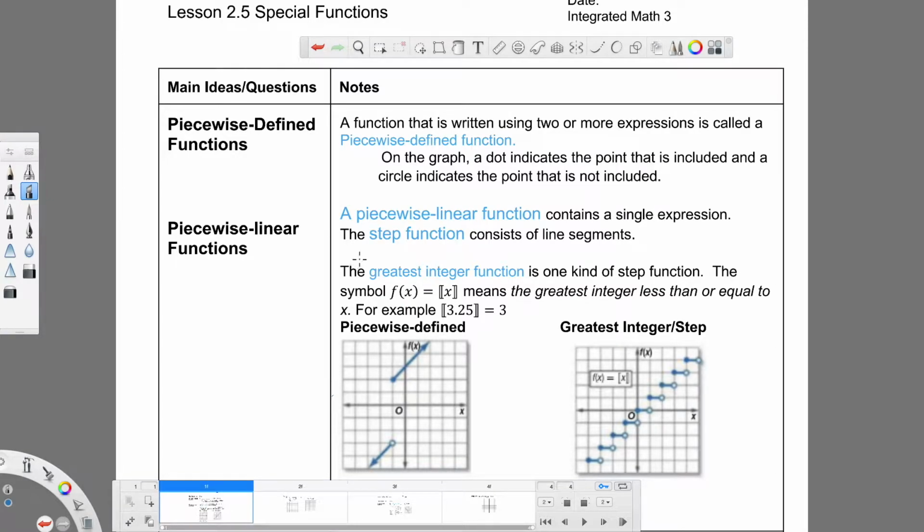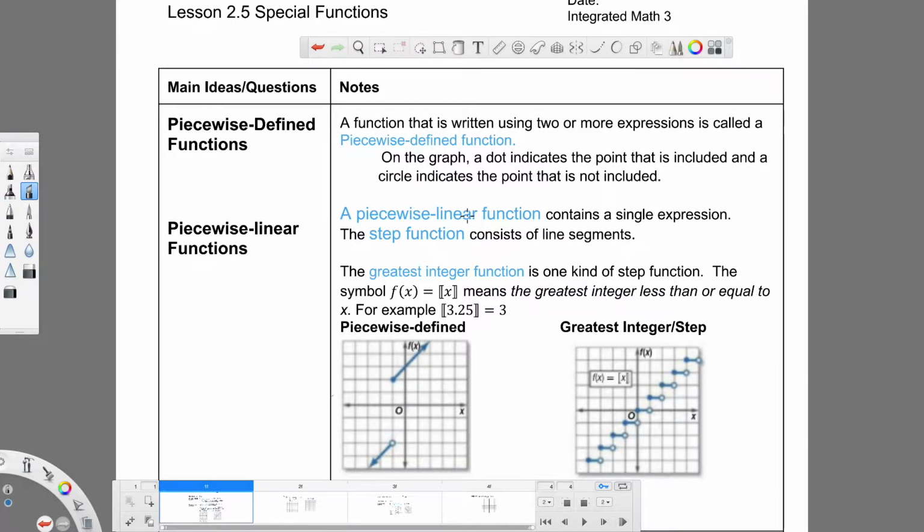Okay, so we are starting Chapter 2, Lesson 5 today, called Special Functions. This is for IM 3, mixing up my IM classes. So we're going to talk about definitely some special functions in this section.